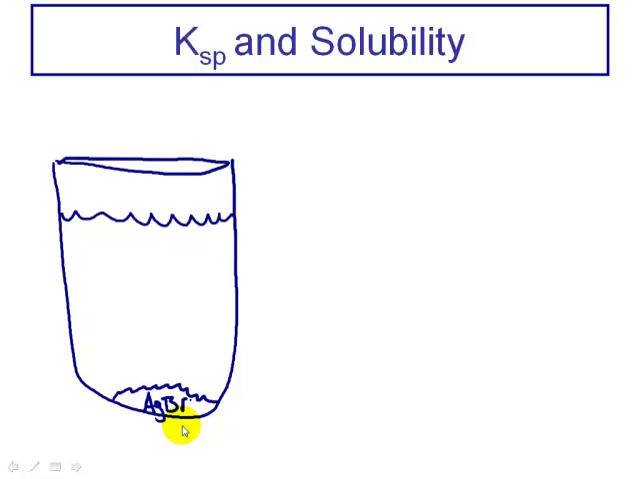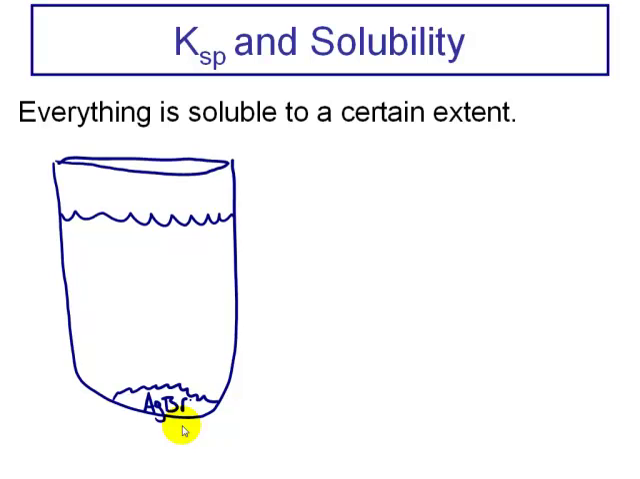Well, the reality is that everything will dissolve to a certain extent, just not necessarily a very large extent. So if you're comparing silver bromide to something like sodium bromide, well, sodium bromide is something you would expect would be a soluble compound in water. And so when you put sodium bromide in water, it is going to thoroughly dissociate and completely change to ions. You're going to make sodium and bromide like that, okay? Silver bromide, you wouldn't expect to do that, but it will, to a small extent, dissolve.